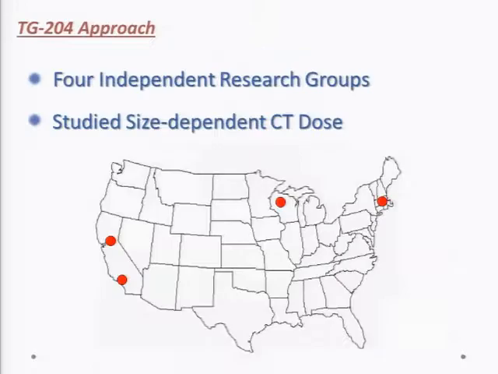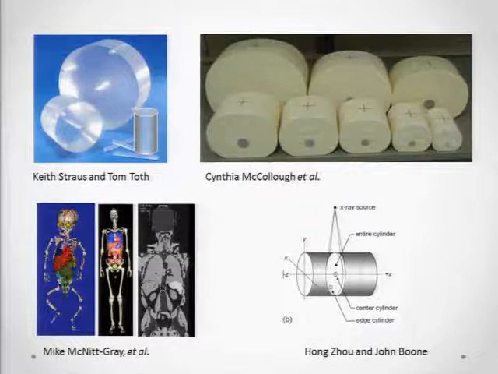So in this work, four independent research groups, the data was concatenated, specifically with respect to the size metric in CT dose. And those groups were Keith Strauss and Tom Toth working independently, and they used the phantoms that we're all familiar with, as well as a 10-centimeter phantom, to emulate a very small patient.